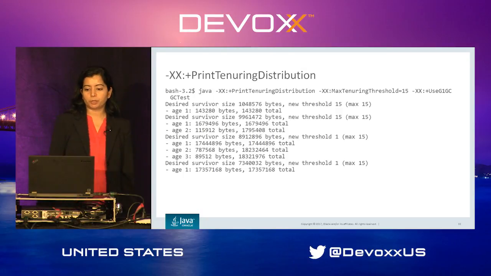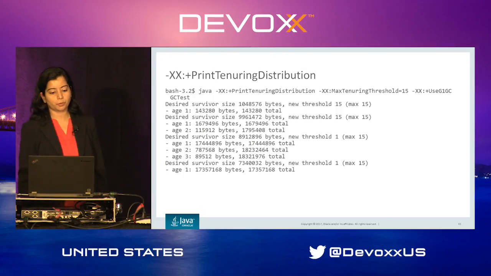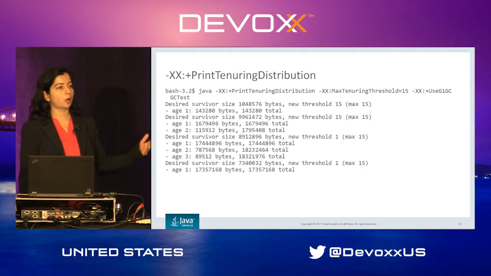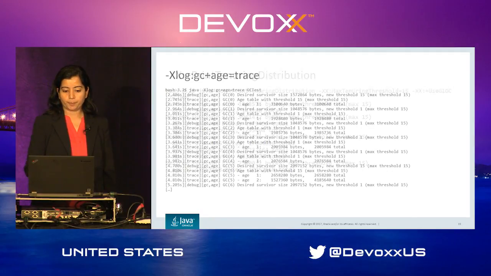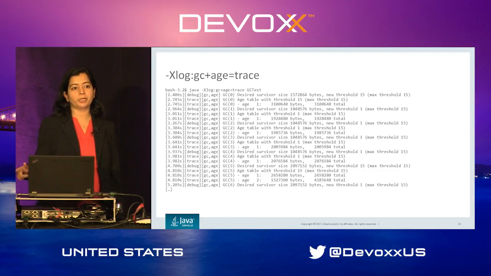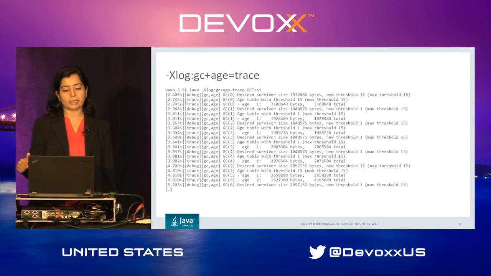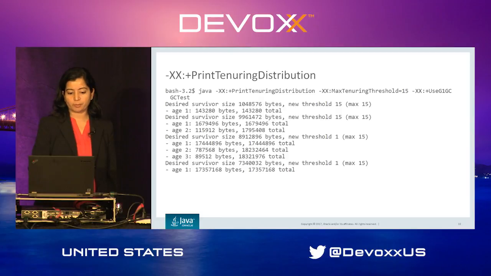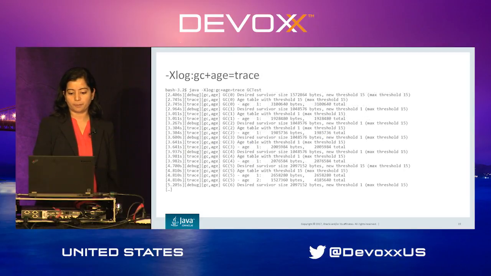PrintTenuringDistribution is used to print the survivor size or the age distribution of surviving objects in the survivor spaces. For that option, we would be replacing it with -Xlog:gc+age=trace. Even though the text is different, it gives the same information.